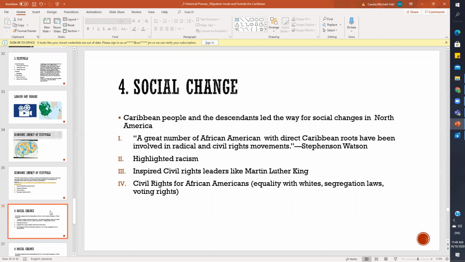All right? So once Caribbean people migrate to these territories, we are going to impact these societies when it comes to social change. We're going to speak out against racism. We're going to advocate for equality. We are going to advocate for the segregation laws to be abolished. We are going to advocate for voting rights. Right now, Caribbean people are very much involved in the Black Lives Matter movement.